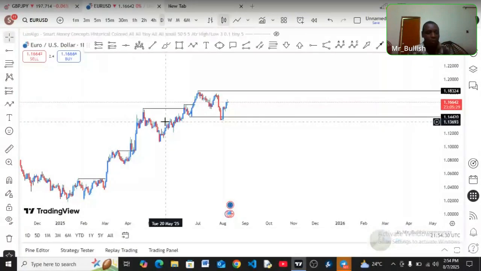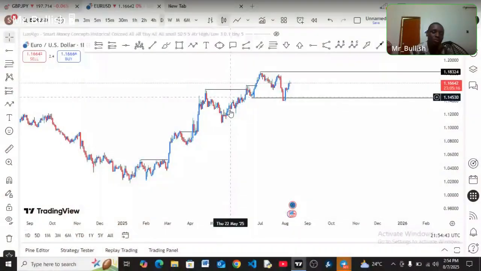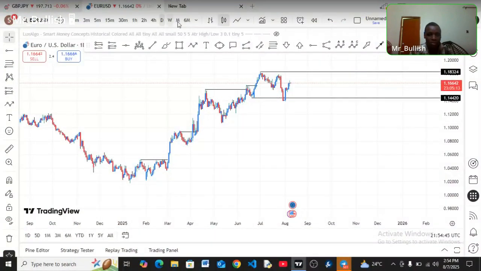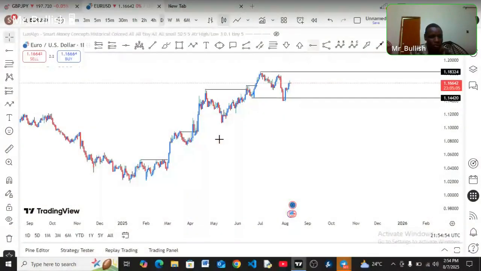So those trends are what we call internal market structure. So internal market structure can be this particular one here. You see this move here, everything you see here can be an internal market structure to the monthly time frame. You understand? To the monthly time frame. So this move like this, in fact, is one move in the monthly time frame. But here you have break of structures. So that's it.